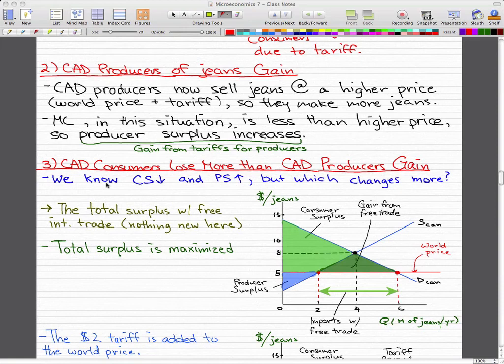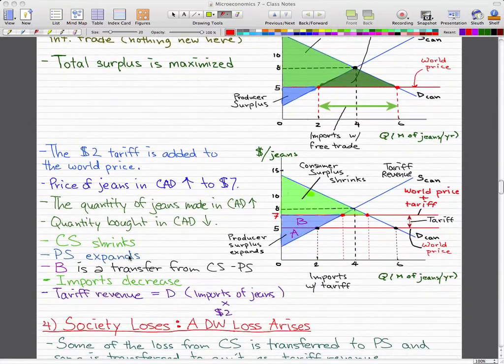So we left off on Canadian consumers lose more than Canadian producers gain, and what we have here is the graph that shows total surplus with free international trade. We have the world price, the consumer surplus, the producer surplus, the imports, and the gains from free trade. And in this case, total surplus is maximized.